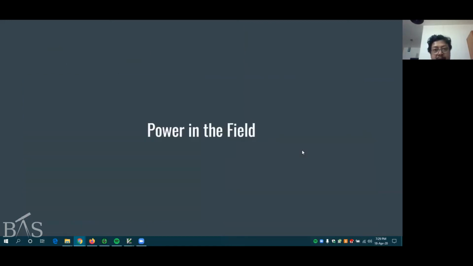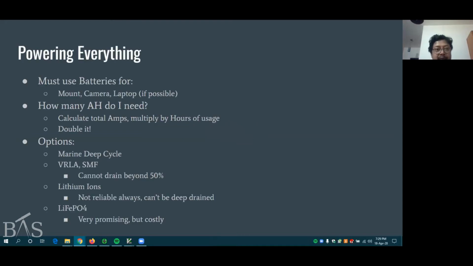Okay, so that brings me to power in the field. It's another puzzle all the time, and I'm still battling this puzzle even after so many years. We must use batteries to run the mount all night, for the camera, and for the laptop if possible. You don't want to use socket power or electricity for these, at least for the mount and camera, because power cuts are pretty common. And even if that is not common and you have, let's say, power backup, in a star party environment people can trip over wires and you can lose power due to accidents like that.